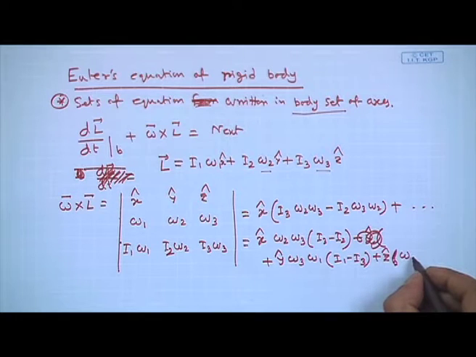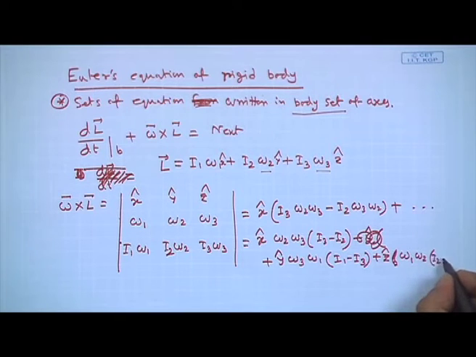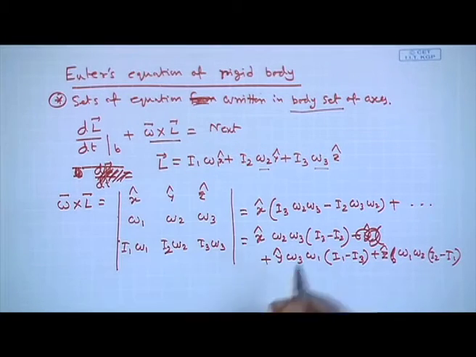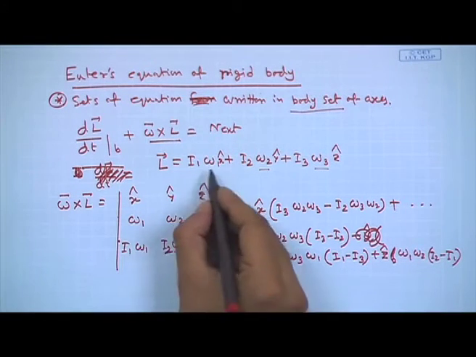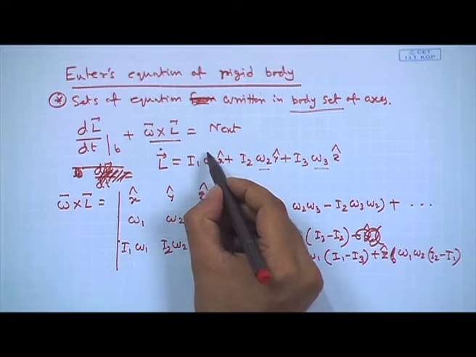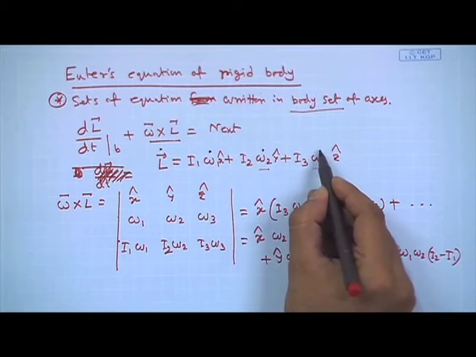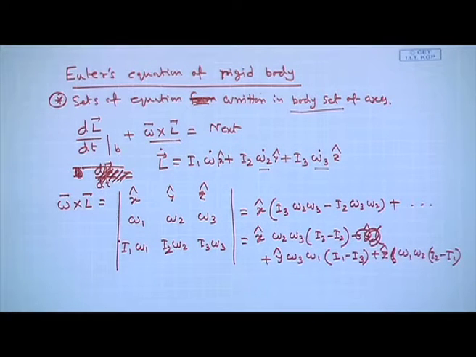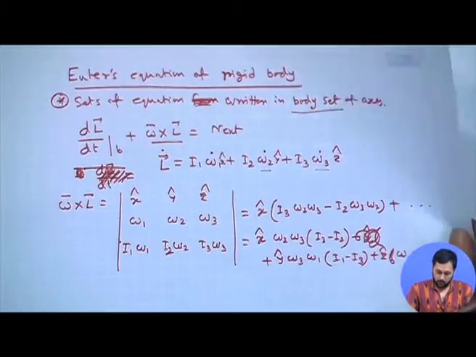Plus z cap omega 1 omega 2 (I2 minus I1). So these are the three components of this term, and the first term will simply give dL/dt. If I put a dot here, it will be this one and this one, because I1, I2, I3 are constants. That is why we can simply put dots on the components of omega. Now, of course there is a vector sign here which I missed.